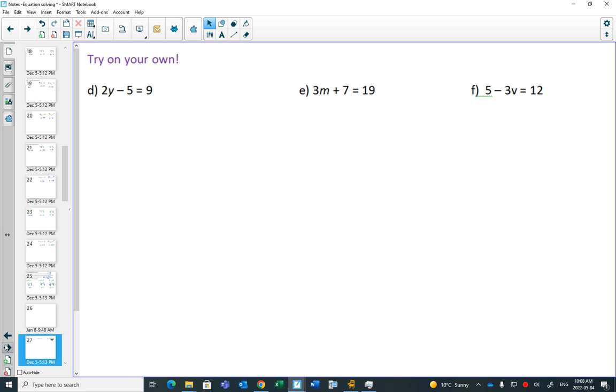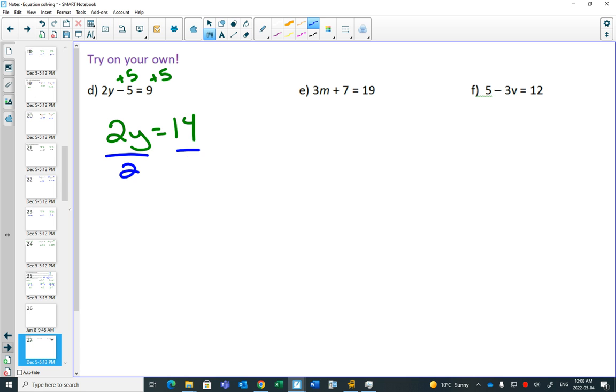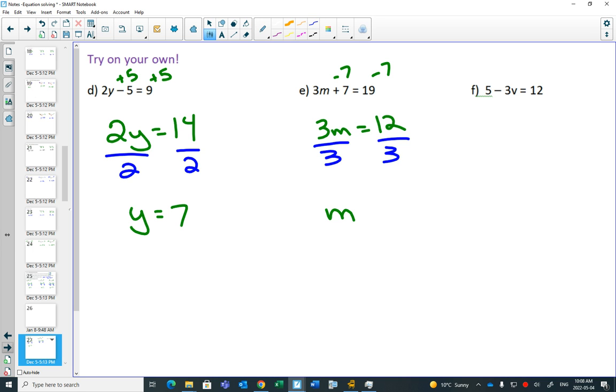All right, here are the first ones showing my work. I would add 5 and add 5, and then I would get 2y is equal to 14. Then I divide by 2, y is equal to 7. Second one, subtract 7, gives me 3m equals 12. Divide by 3, and m is equal to 4.